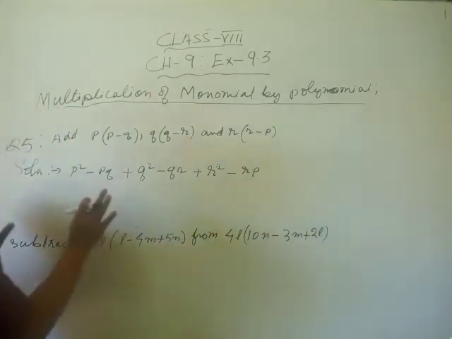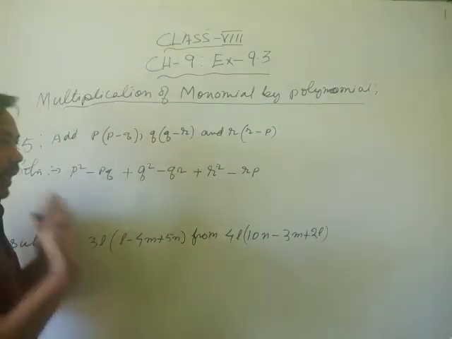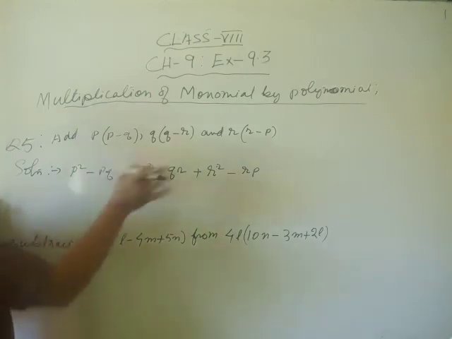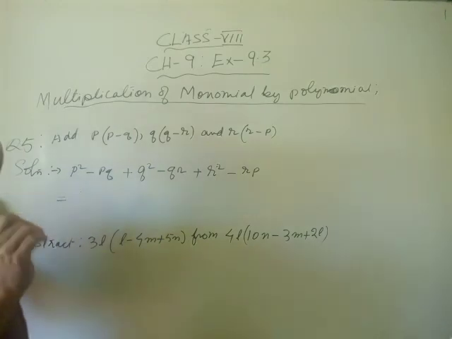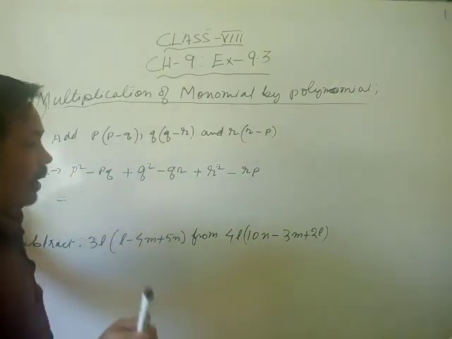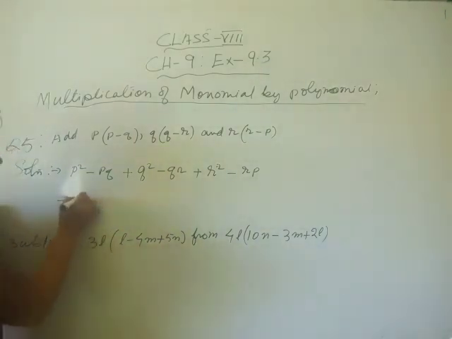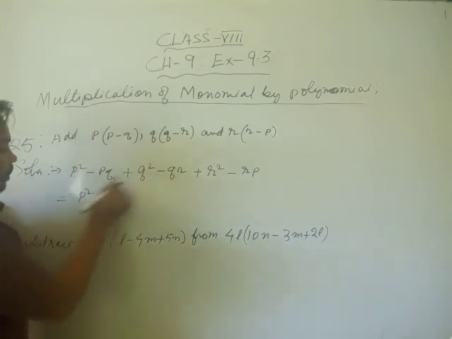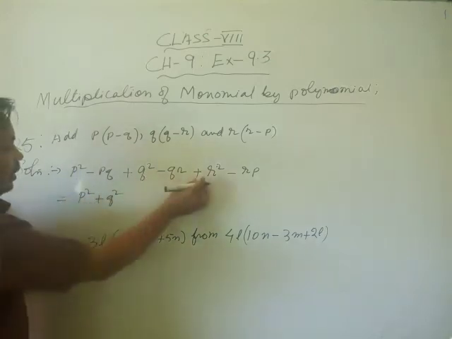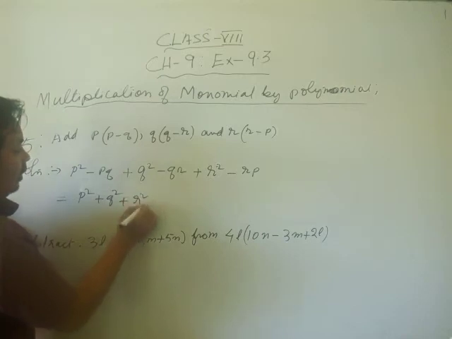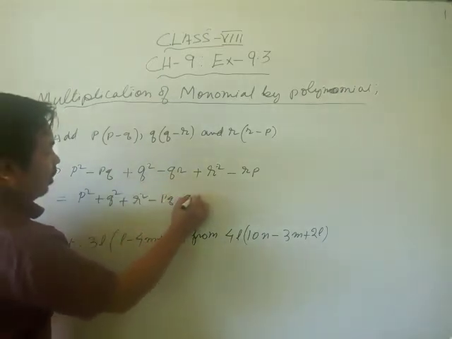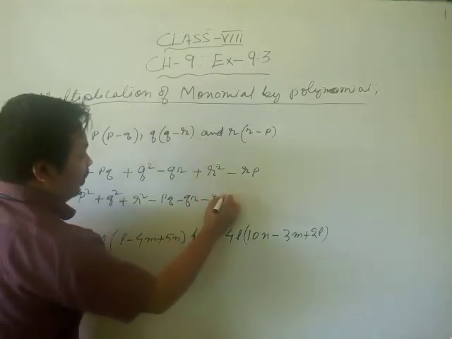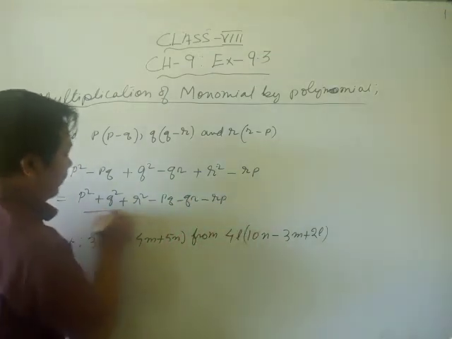So the answer is, but one thing we have to do, we have to rearrange something like PQR. So you just rearrange like this with the terms having more degree first. Okay, which are having power p square, then plus q square, then plus r square, then minus pq, then minus qr, then minus rp or pr, and then here we finished.